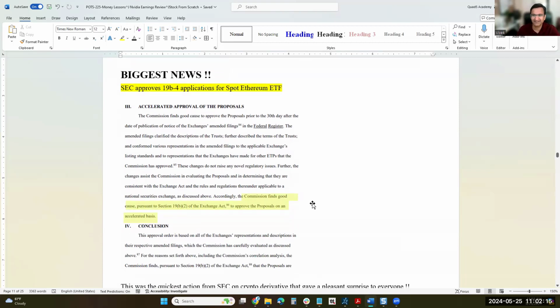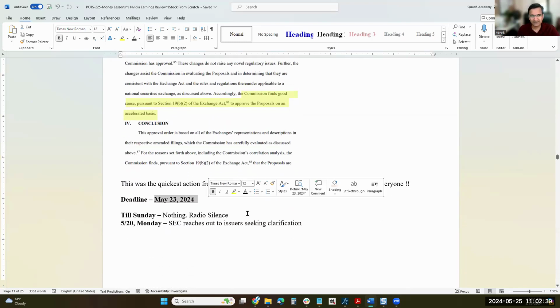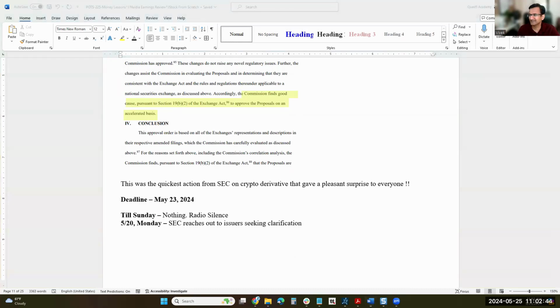No one expected it. I join another crypto-specific meetup, and we were talking about how there has been nothing coming from the SEC, so they were going to delay and deny it again, like they did for the Bitcoin ETFs many times earlier, and that was what the market was expecting. So what happened? The deadline was May 23rd. Sunday, which was last Sunday, what was it? It was the 19th.